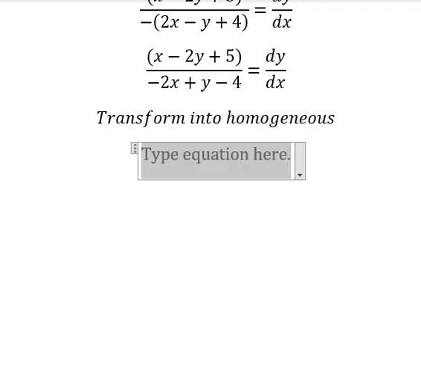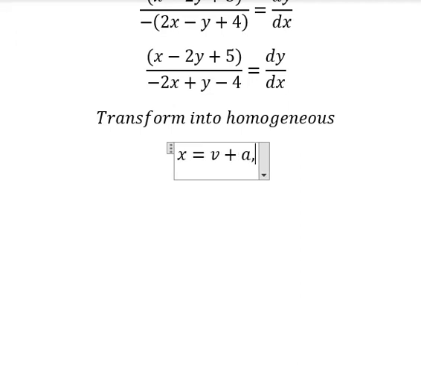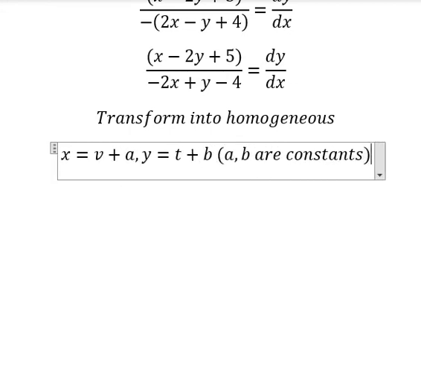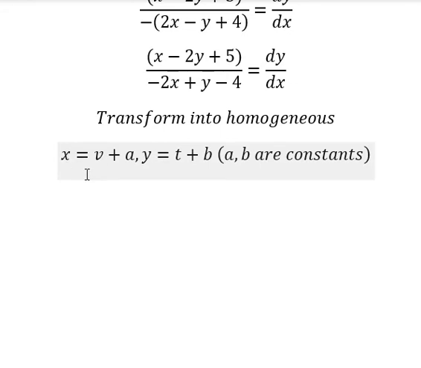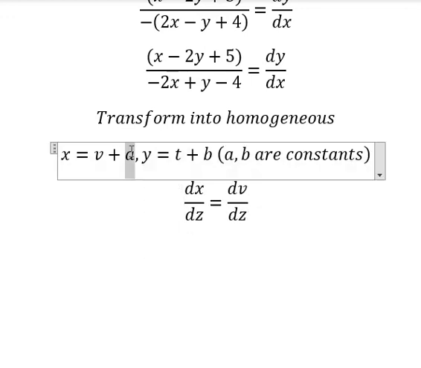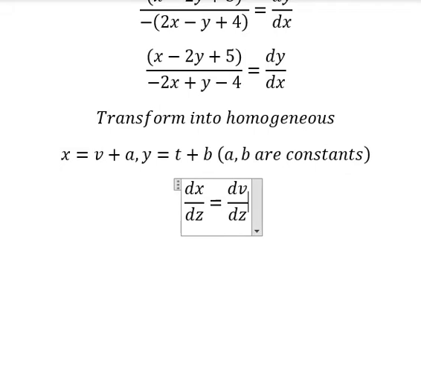So I will put s equal to v plus a, y equals to t plus b, and we know that a and b are constants. So we do first the derivative for both sides. This one, that is about the constant, so you got 0. This one, that is about v, so we have number 1 in here. That's why we just put like this. Now we do similar for the second one.